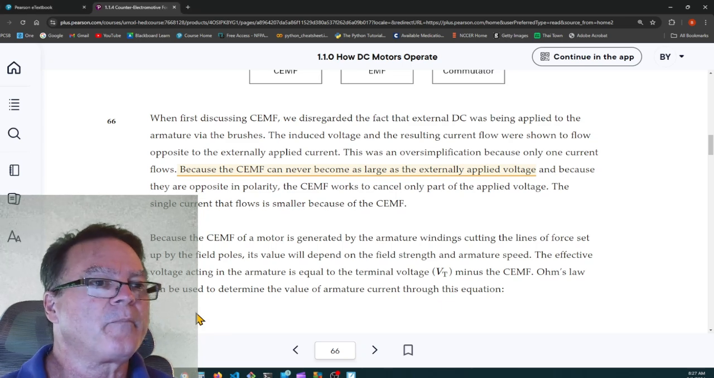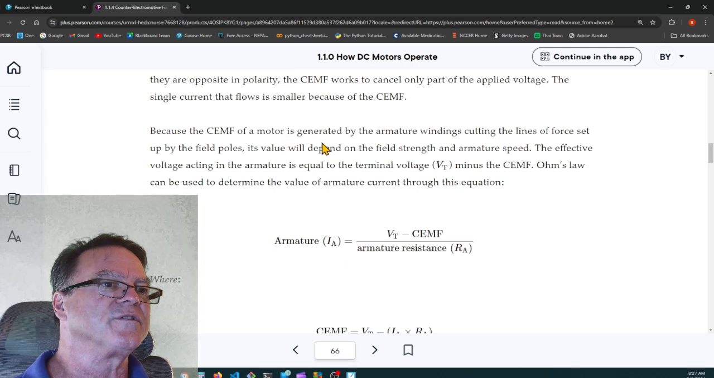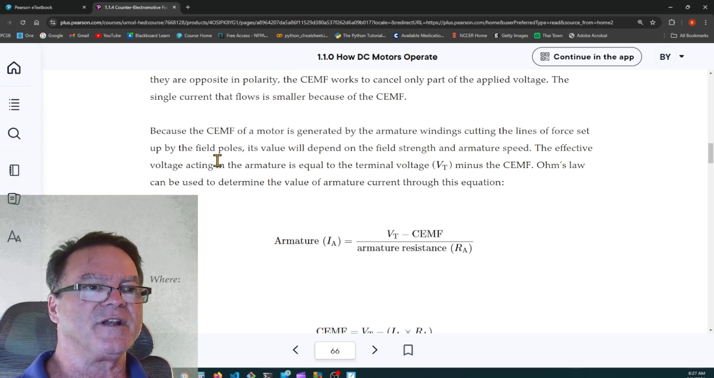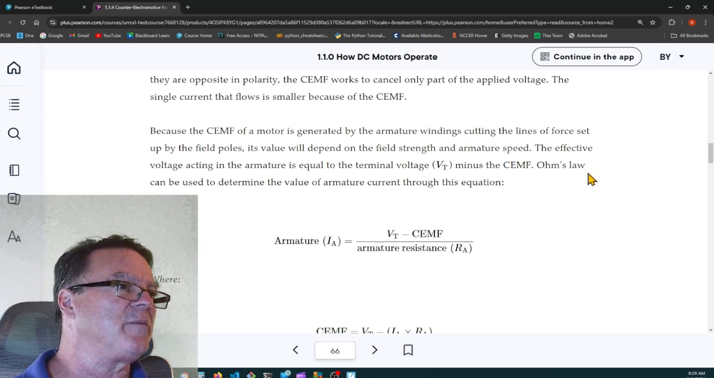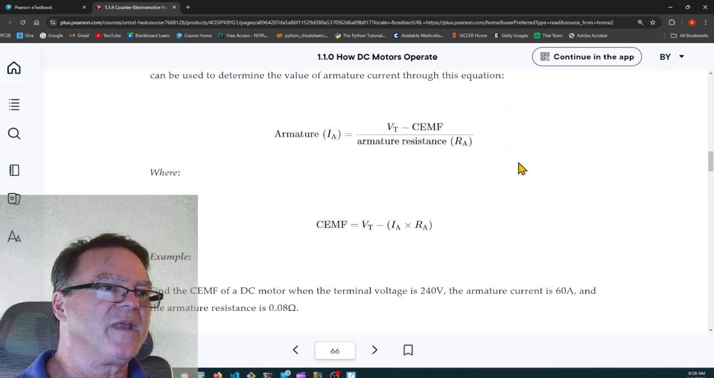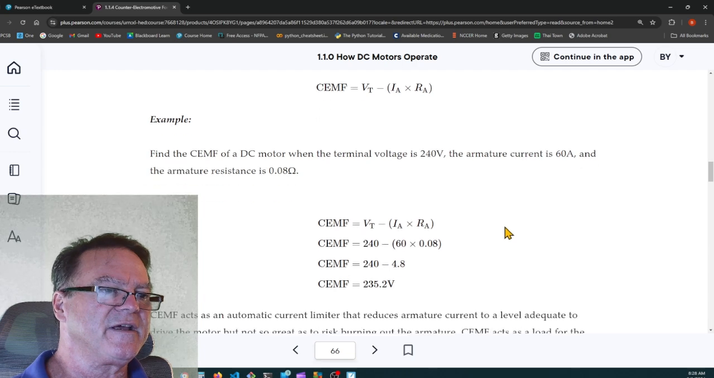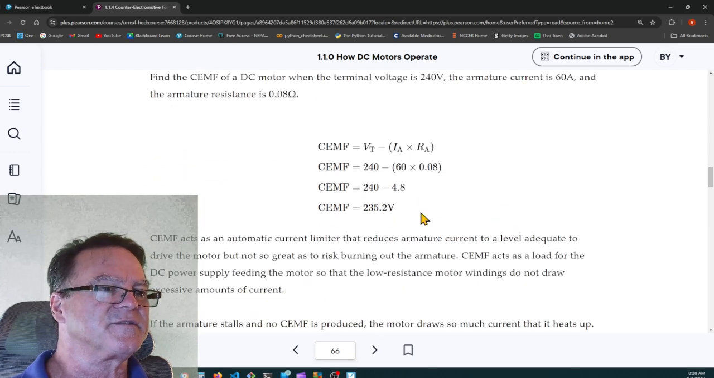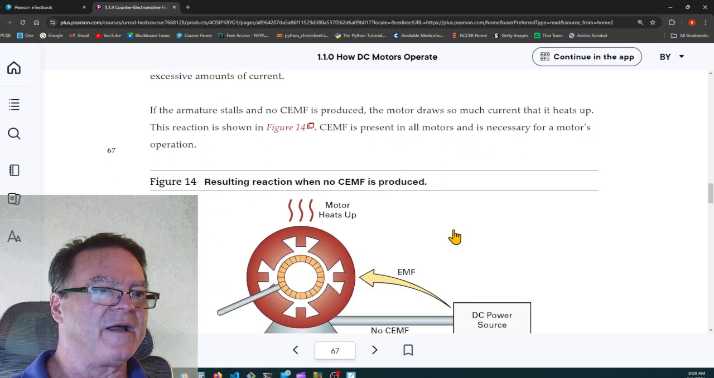All right, let's go back. Because the counter electromotive force of a motor is generated by the armature windings cutting the lines of force set up by the field poles, its value will depend on the field strength and the armature speed. Now, I'm not going to get into the semantics here. Study that. If you have any trouble, just ask me. But I'm not going to get deep in the woods here with a lot of math.